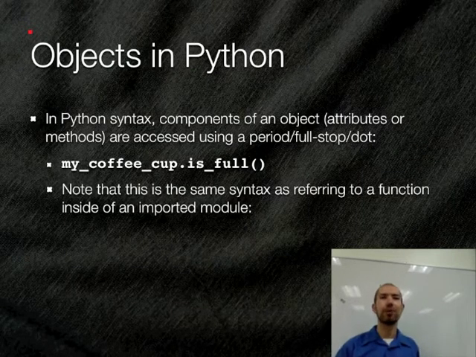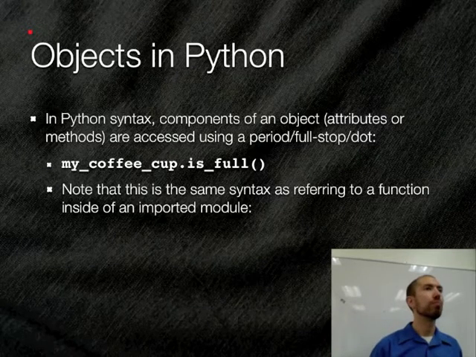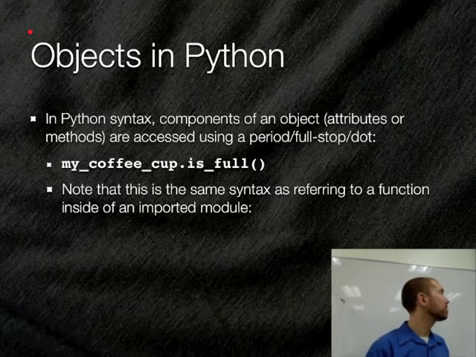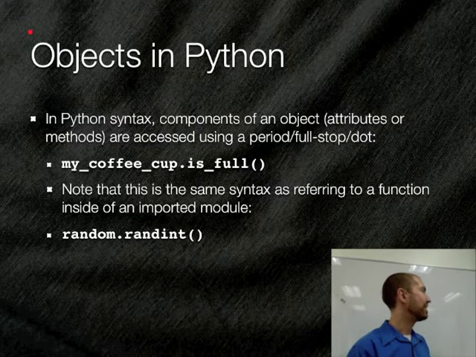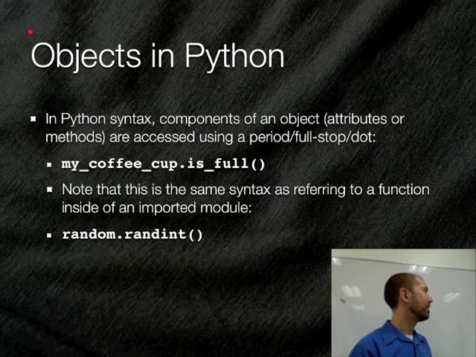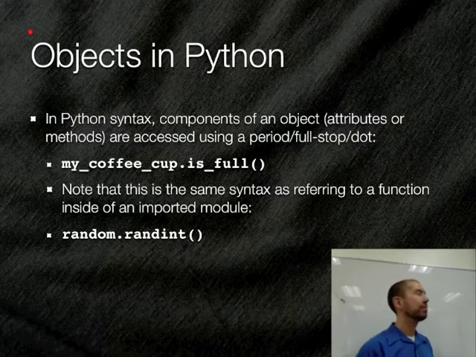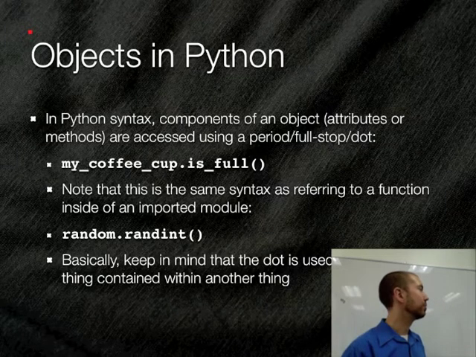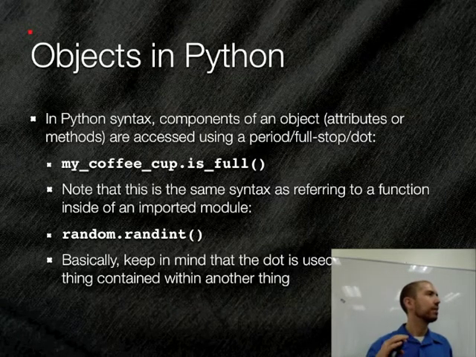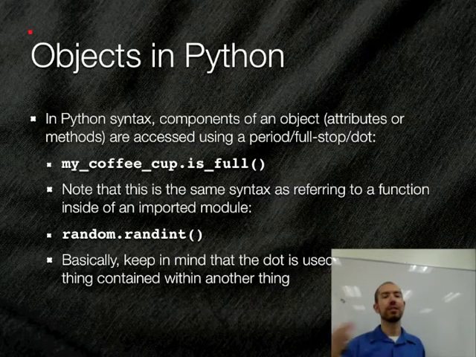Now, if you remember back to, I guess this was last week, when we imported modules, this is the same syntax we use when we're importing a module, right? So when we imported the random module so that we could make random numbers, and we used the randint function, we called it random.randint, right? So these aren't quite exactly the same thing, but we use that dot the same way in both cases. So basically what you want to keep in mind is the dot is essentially our way of saying in Python, look for a thing within some other thing, right?